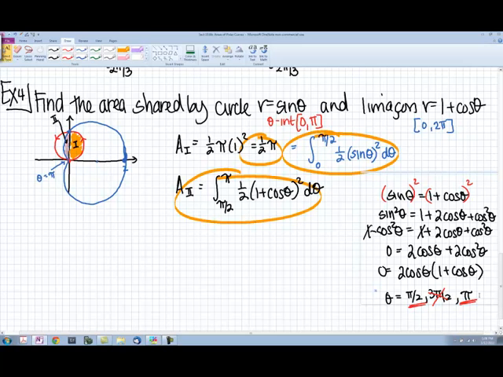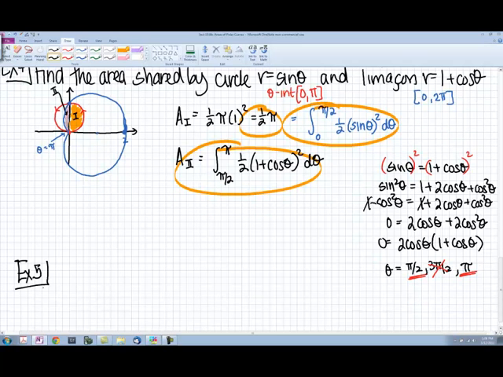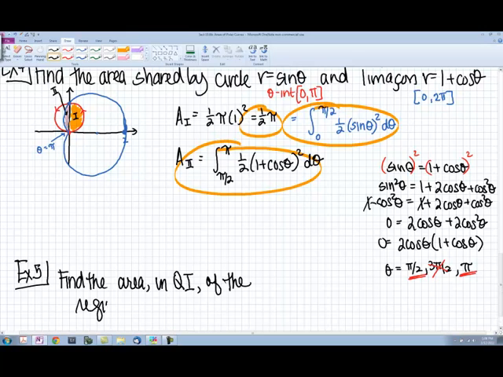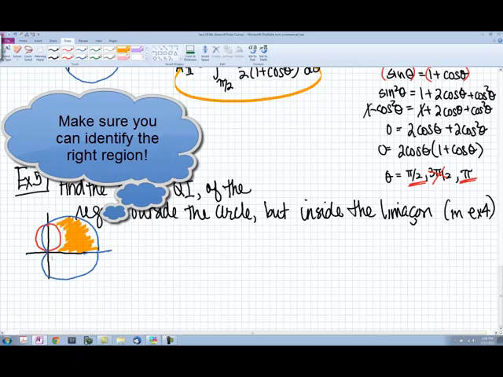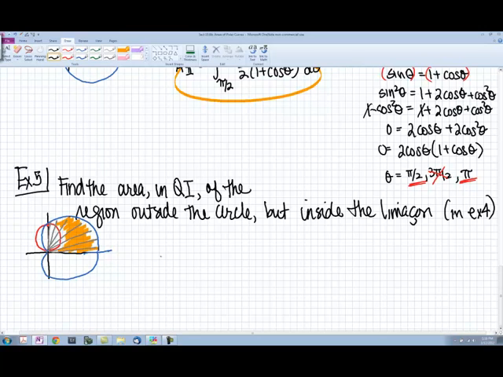Well, we've got one last example. I want us to find the area in quadrant 1 only of the region outside the circle but inside the limacon in example 4. That'll be all of this in quadrant 1 only. If we're trying to calculate the area, because we're rotating around the pole, it's going to be further from the pole minus closer. So kind of like outside minus inside.